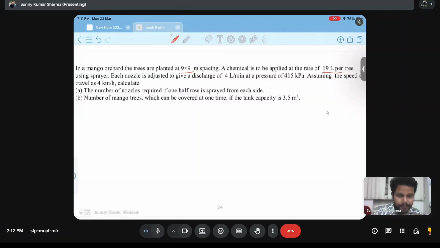So what is the error? Some numerical, my doubt is that if one half row is sprayed from each side, what are we actually considering? Sir has taken 19 by 2, 19 liter per tree, 19 by 2 for the calculation, but how is that? Why 19 liter? Not getting.